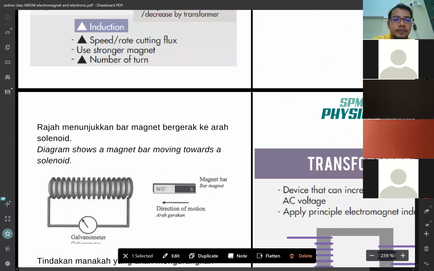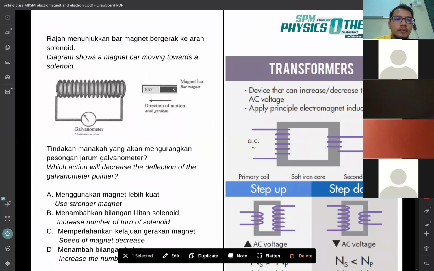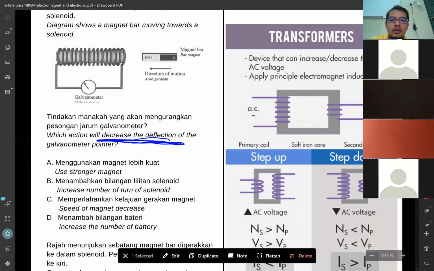Okay, this one. The diagram shows a bar magnet moving towards a solenoid. Which action will decrease the deflection? Decreasing the deflection means the induced current is low. Why is the induced current low? So you see, which factor will make the current low.